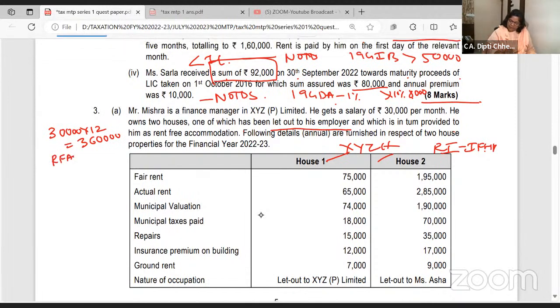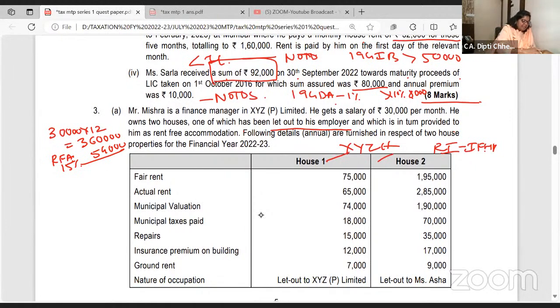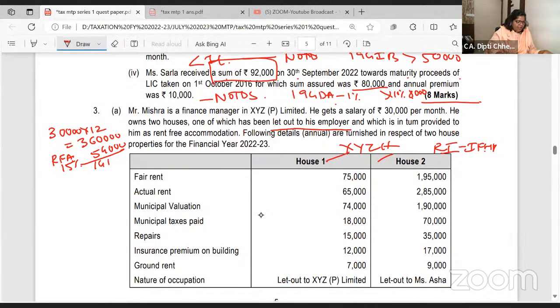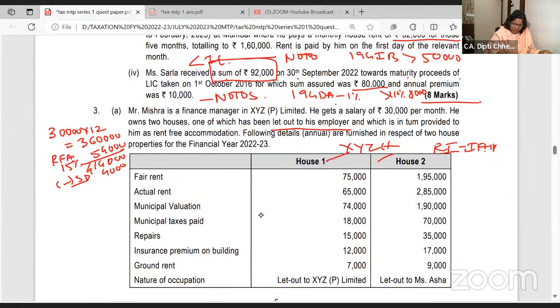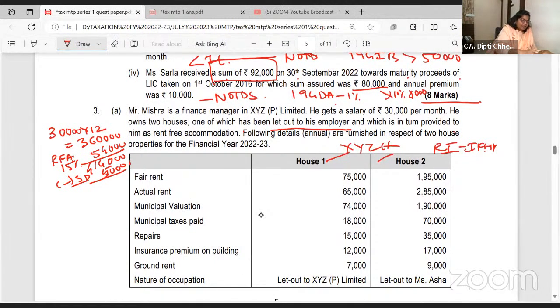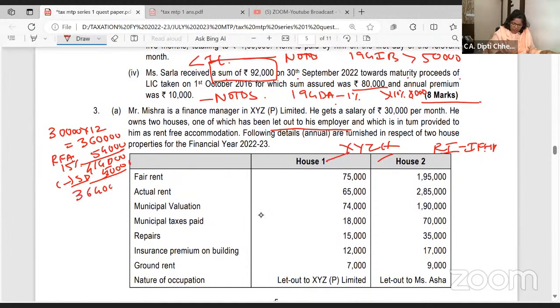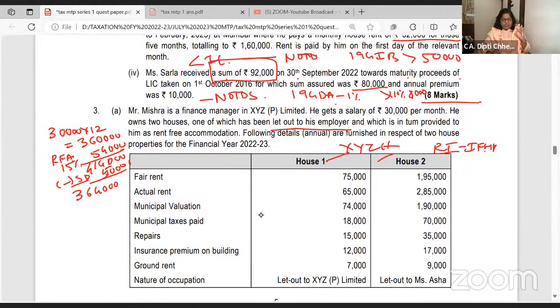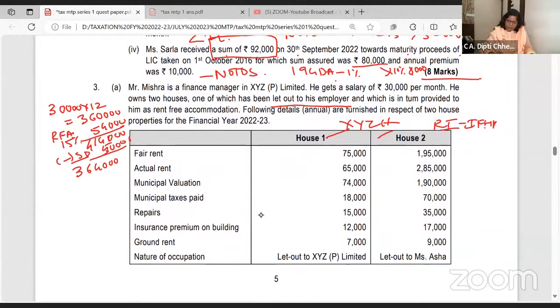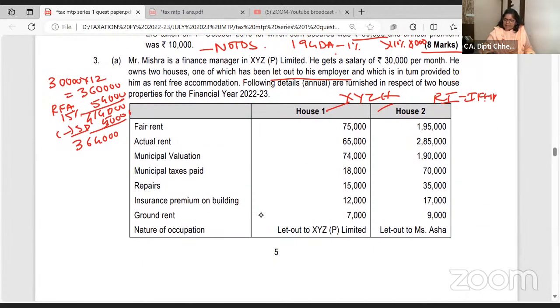3,60,000. RFA, rent-free accommodation: 15% of 3,60,000 salary, 54,000. Plus 3,60,000, 4,14,000 is the gross salary, minus standard deduction 50,000. So what's the taxable salary? 3,64,000. Salary is 3,64,000, and for rural income, you will write a note. No tax will be levied in income from other sources. Now, let's solve house property here.